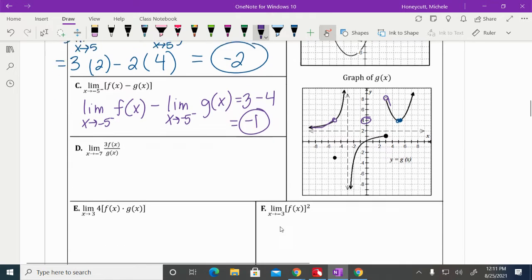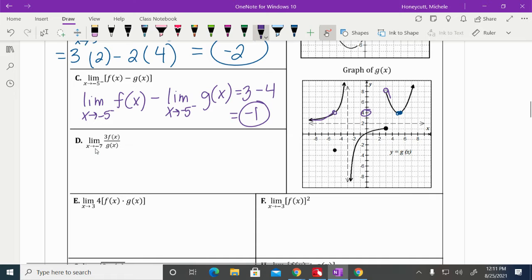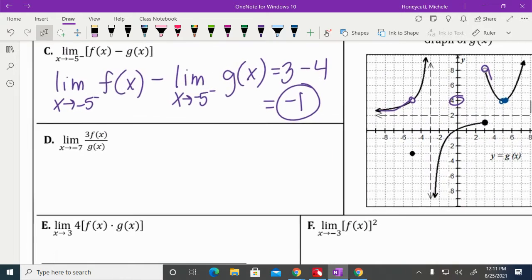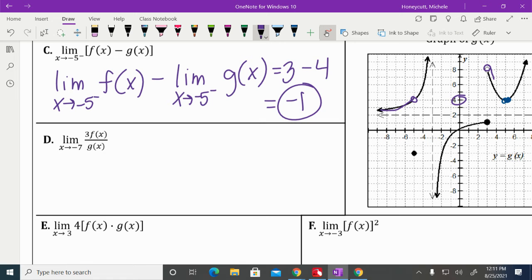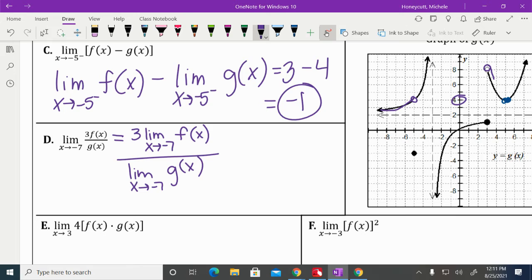With part D, that's a combination of the coefficient and the quotient rule. And I can still split it up. So I can still say that this is equal to 3 times the limit as x approaches -7 of f divided by the limit as x approaches -7 of g. The quotient rule says I can split them up like that. Limit of a quotient is the quotient of the two limits.